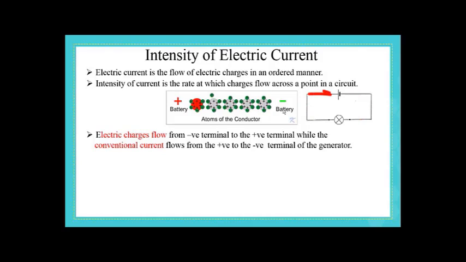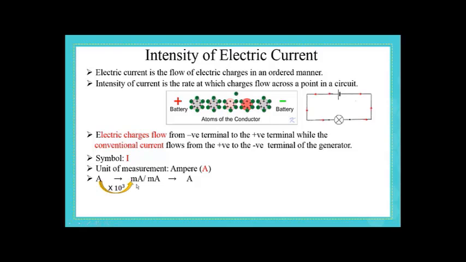But if they ask us to represent the conventional current, it's going to be from the positive terminal to the negative terminal. The symbol of the intensity of current is I. It is measured in ampere. And concerning the unit, just like that of voltage, it can be expressed in ampere or milliampere. So if you want to move in this direction, we have to multiply by 1000. But if you want to convert from milliampere to ampere, it's divided by 1000.